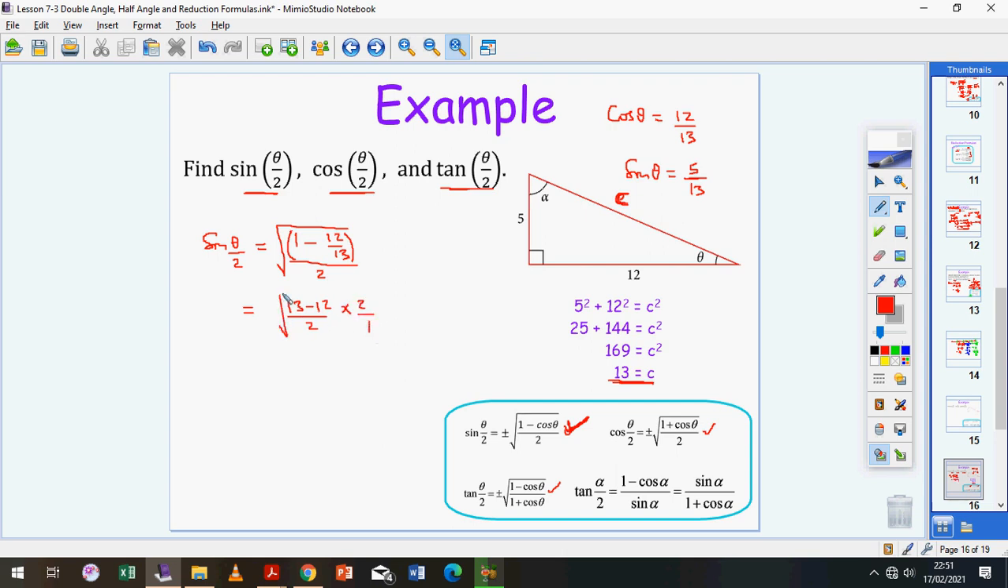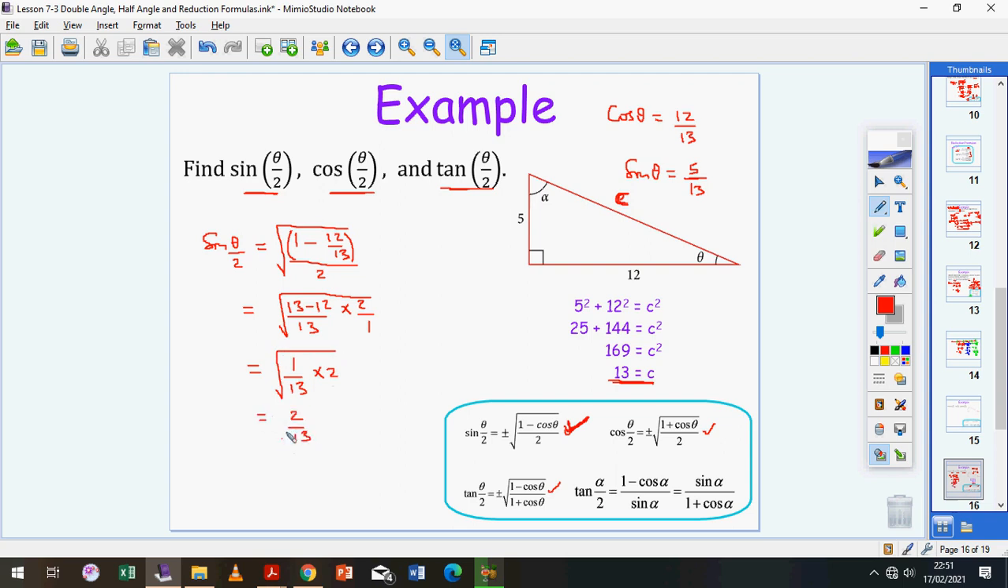where did this 2 come from? This was over 13, not 2. Sorry, 13. So 13 minus 12 is 1 over 13 times 1 over 2, which just becomes 1 over 26, so that's the expression for the half angle sine. I found it without using a calculator.